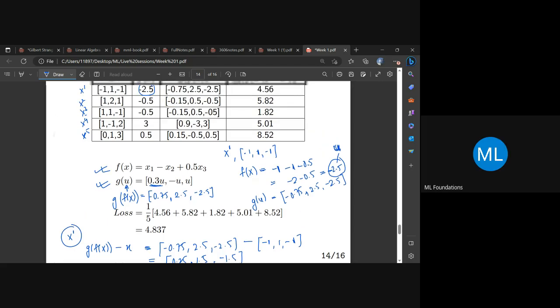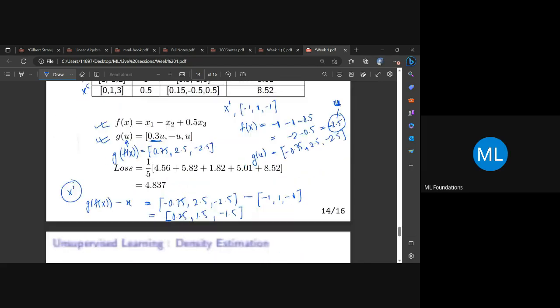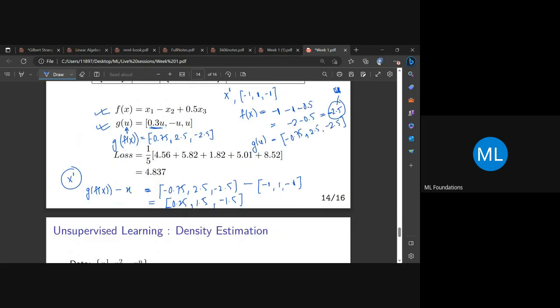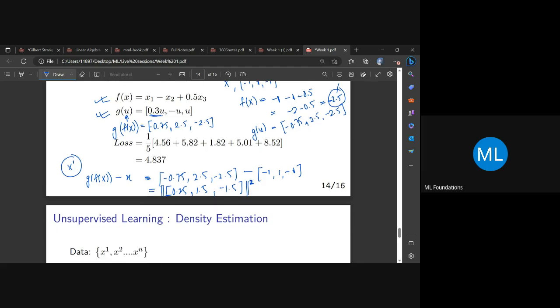So now what we have to do is we need to find the norm of this. So let's find the norm of this, or norm square basically. So how will you find the norm square? Square each term and add, right?